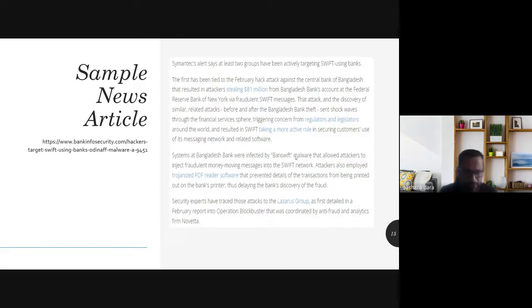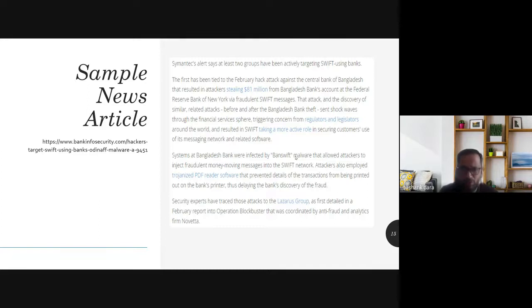So this is a sample news article from a while ago. It talks about a bank in Bangladesh that lost some 80 million because of fraudulent Swift messages. Somebody hacked into their Swift core network, somebody trojanized their PDF software, and the threat actor is Lazarus Group, and so on and so forth, right? Now there are hundreds and thousands of these news articles coming all the time, right?